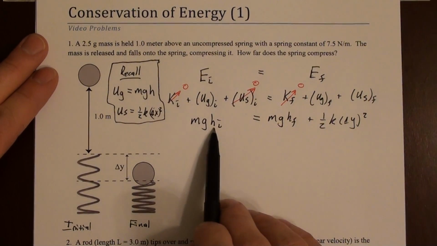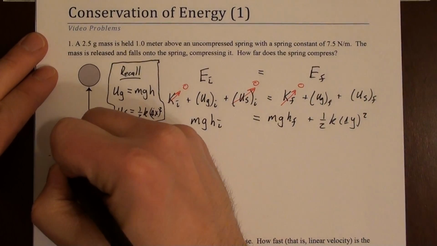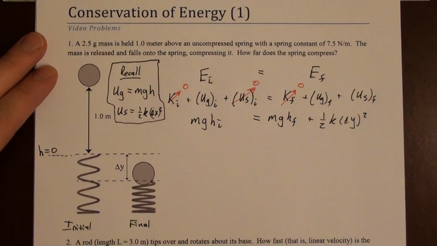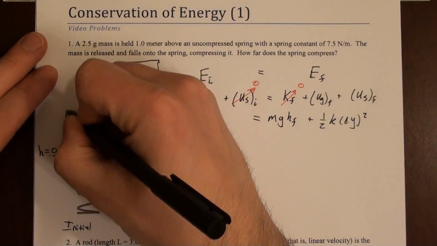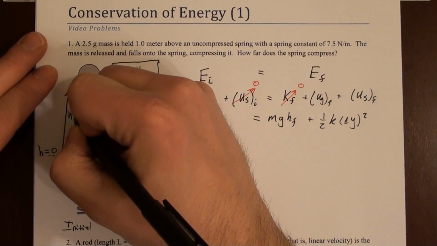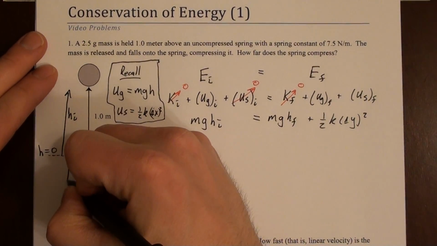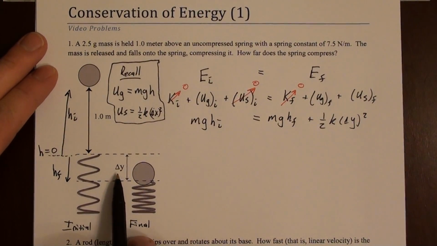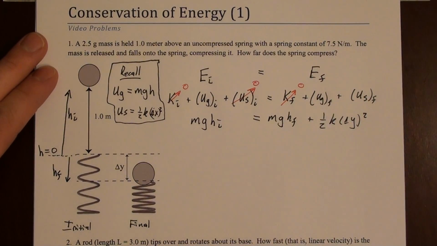So let's identify what h initial and h final are. To identify that, we need to decide what we're going to call h equals 0. It doesn't really matter. Let's just call this position h equals 0, which means that the initial height, h initial, must be 1 meter. And h final is minus delta y. We're below what we've called 0, so it's going to have to be negative. And we'll plug that in when we do that.